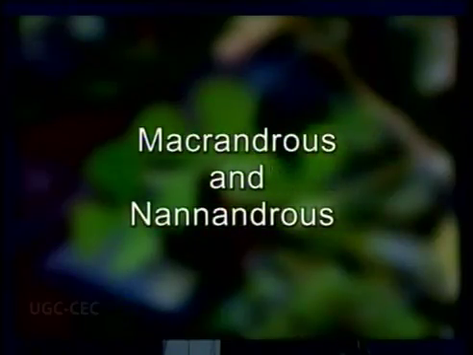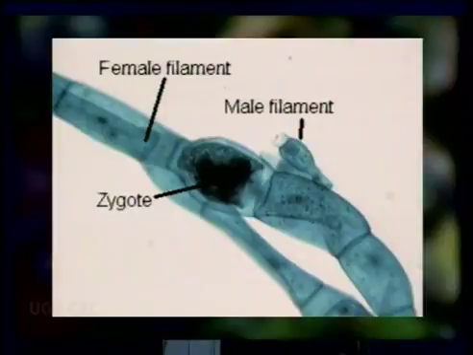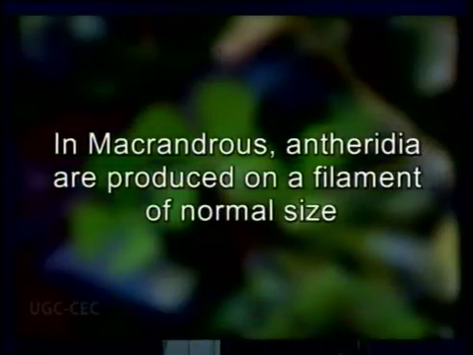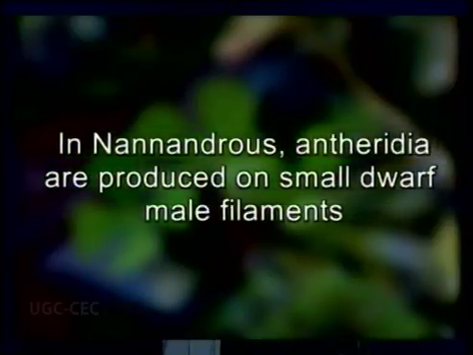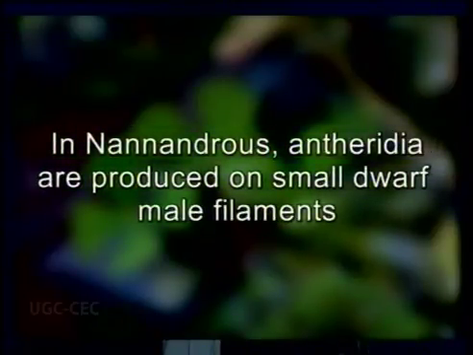Depending upon the distribution of sex organs, Oedogonium has been divided into two groups, macrandrous species and nannandrous species. They can be differentiated by the possession of small dwarf male filaments in nannandrous species, whereas these dwarf male filaments are not found in macrandrous species. In macrandrous species, the antheridia are produced on filaments of normal size, whereas in nannandrous species, the antheridia are produced on small dwarf male filaments.